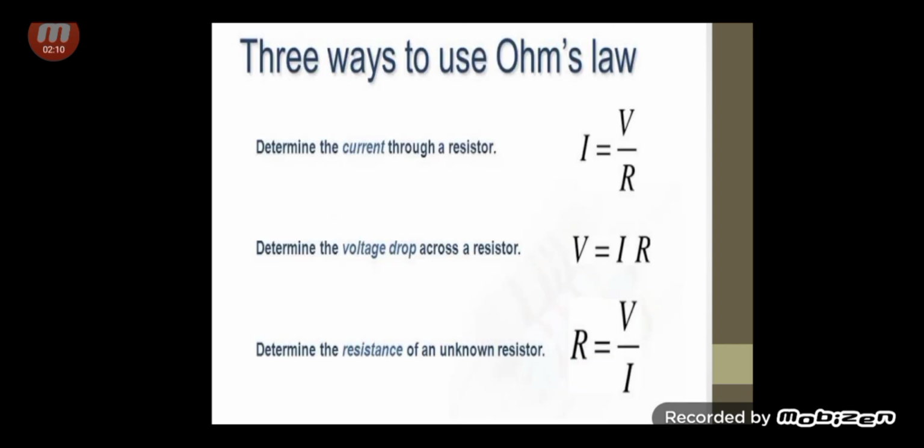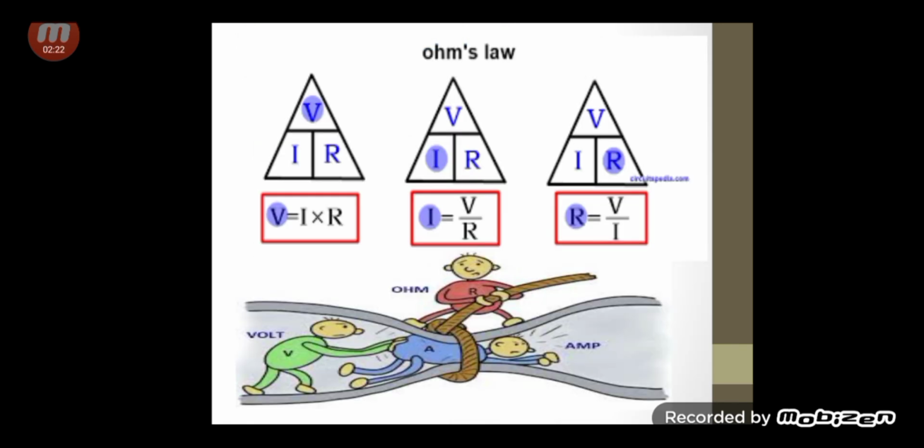There are three ways to use Ohm's law. Determine the current through a resistor, determine the voltage drop across a resistor, and determine the resistance of an unknown resistor with the help of it. Here is a key for you. When you want to determine voltage, V is on the top of the triangle, and I and R are at the bottom or the base. So V equals IR. When you want to calculate I, I equals V over R, and when you want to calculate R, R equals V over I.